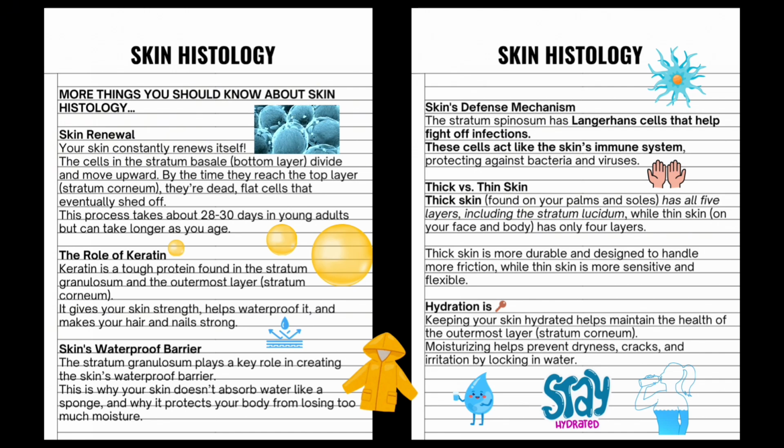Keratin is a tough protein found in the stratum granulosum and the outermost layer, the stratum corneum. It gives your skin strength, helps waterproof it, and makes your hair and nails strong.